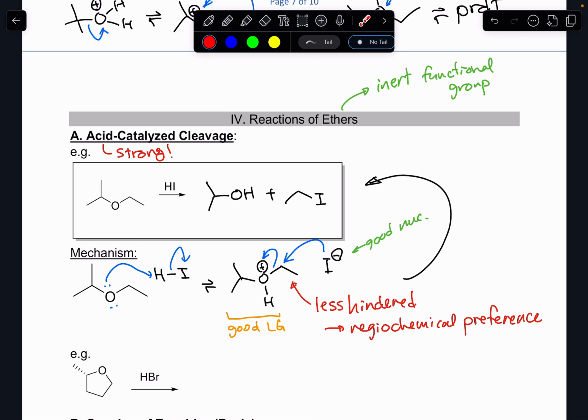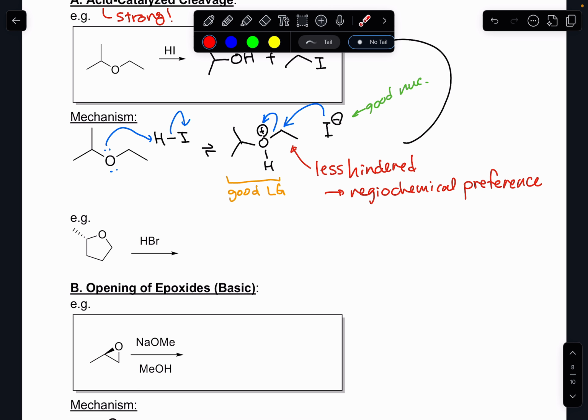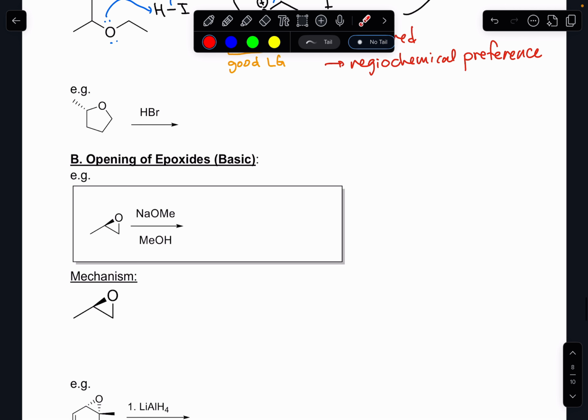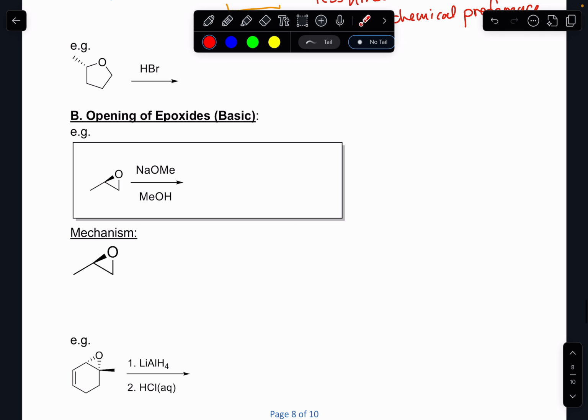Now, here's another example. Here we have a cyclic ether, and I want you to see if you can predict the product. We'll do that together in class.